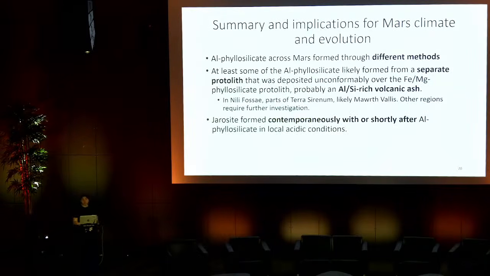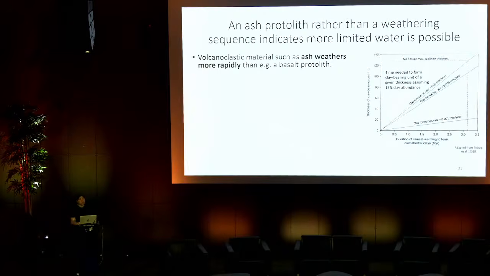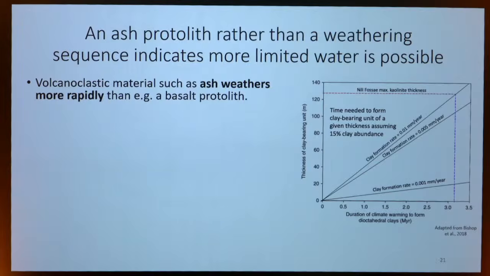Jarosite appears to form contemporaneously with or shortly after aluminum phyllosilicate in these locally produced acidic conditions. And this has significant implications for Mars's aqueous as well as its volcanic histories. Starting with the aqueous, an ash protolith, rather than formation through a weathering sequence, indicates that a scenario with more limited water is possible. And that's because volcaniclastic materials like an ash weather much more rapidly than something like a basalt protolith due to ash's high glass content and porosity.